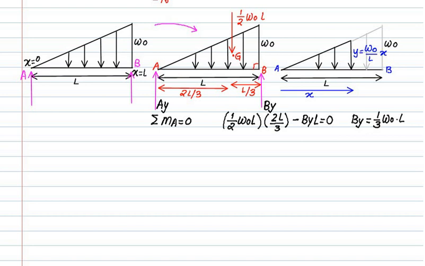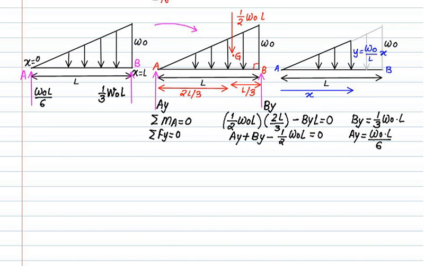The second reaction you can find out by equating sigma Fy equal to 0. So if we substitute sigma Fy equal to 0, AY is positive, BY is positive, minus 1 by 2 W0L, and if we put in the value for BY, we'll get the reaction AY equal to W0L by 6. That's fine. Now let's write these reactions on the original figure. So we have W0L by 6 and 1 by 3 W0L, the reactions at the 2 points.